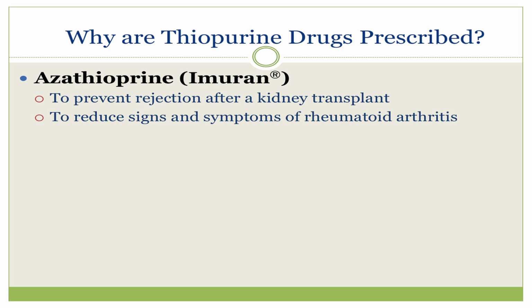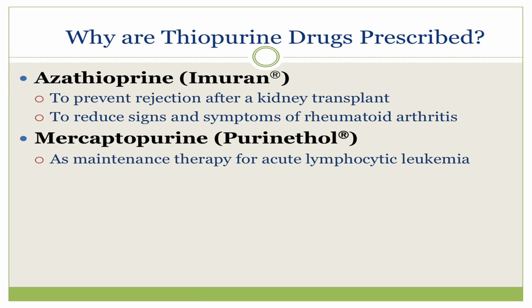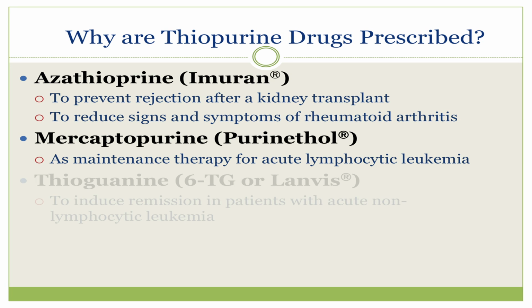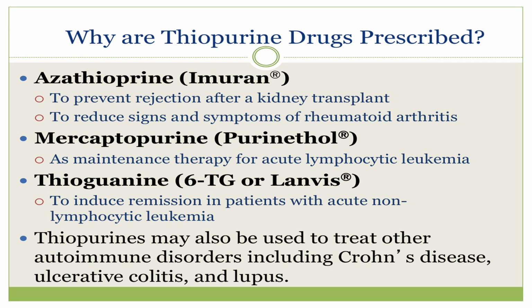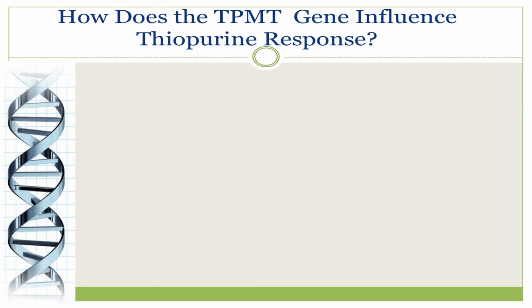Azathioprine, or Imuran, is prescribed to prevent rejection after a kidney transplant and to reduce signs and symptoms of rheumatoid arthritis. Mercaptopurine, or Purinethol, is prescribed as a maintenance therapy for acute lymphocytic leukemia, and thioguanine, 6-TG, or Lanvis, is prescribed to induce remission in patients with acute non-lymphocytic leukemia. Thiopurine drugs may also be used to treat other autoimmune disorders, including Crohn's disease, ulcerative colitis, and lupus.